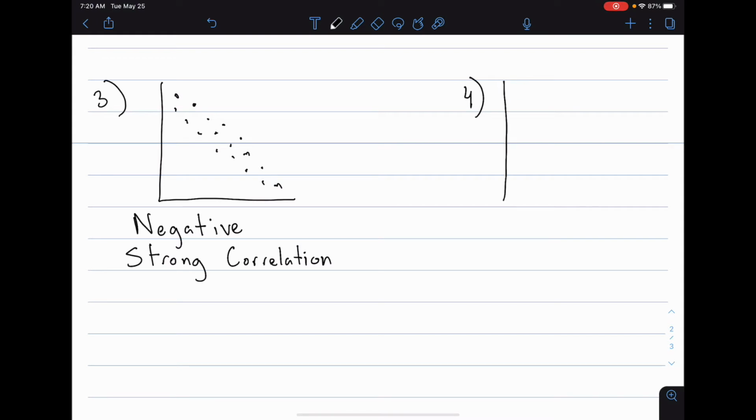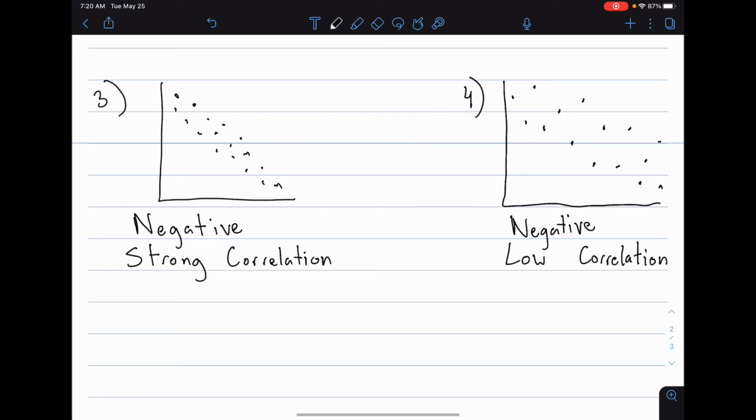Number 4. For this one, it is also negative. También es negativo. And this is a low correlation. Es bajo porque if I make my line, you can still make a line, and it is negative. But now there are more points that are scattered. Hay más puntos que están como afuera. No están tan juntos como tienen que ser.